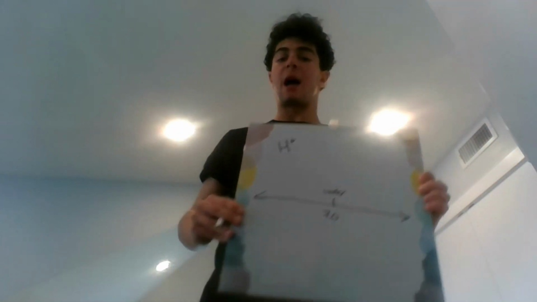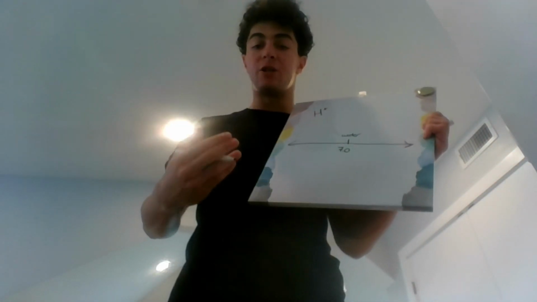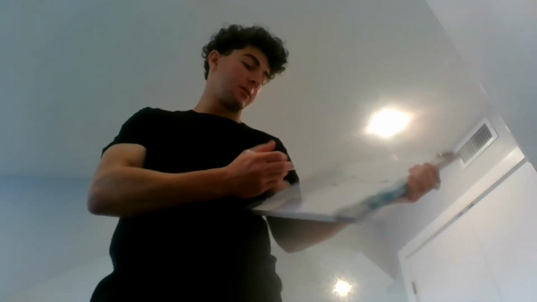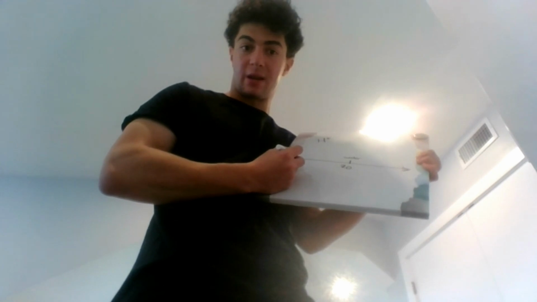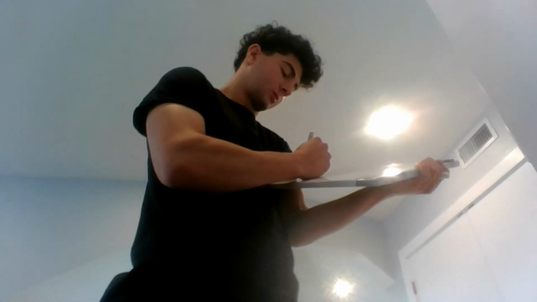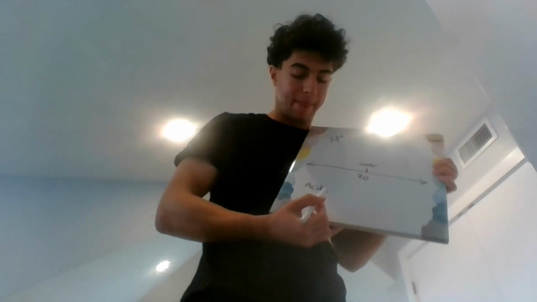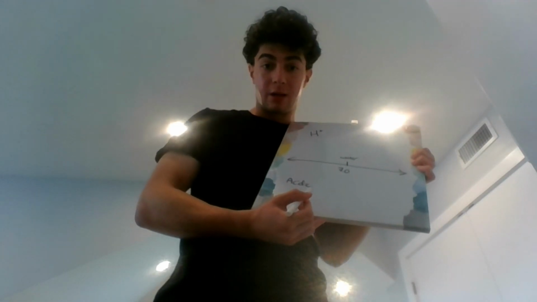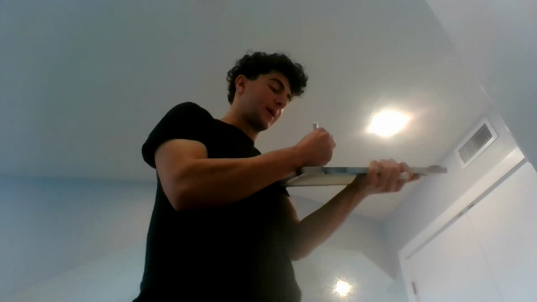If a substance has a higher H plus concentration than water, the pH is going to be less than 7. So all of this is pH less than 7, and these solutions are considered to be acidic. If a solution has a lower H plus concentration than water, or the pH is greater than 7, it is considered to be basic.